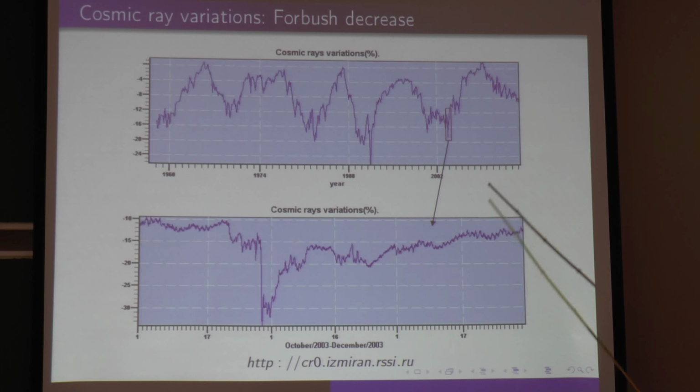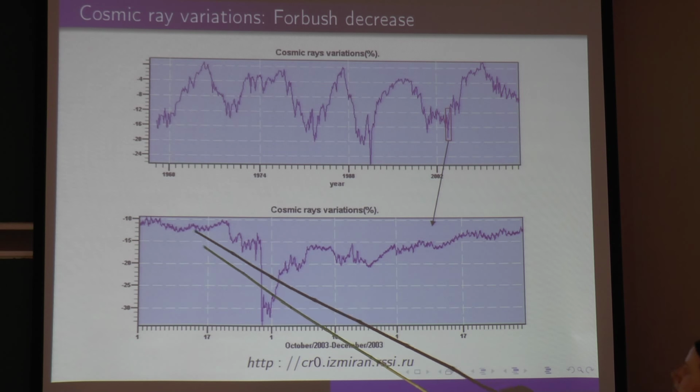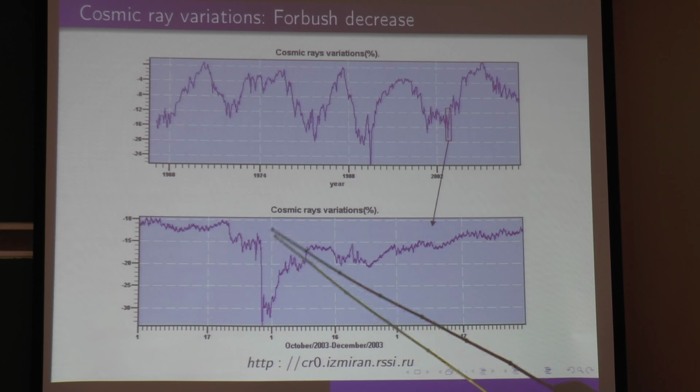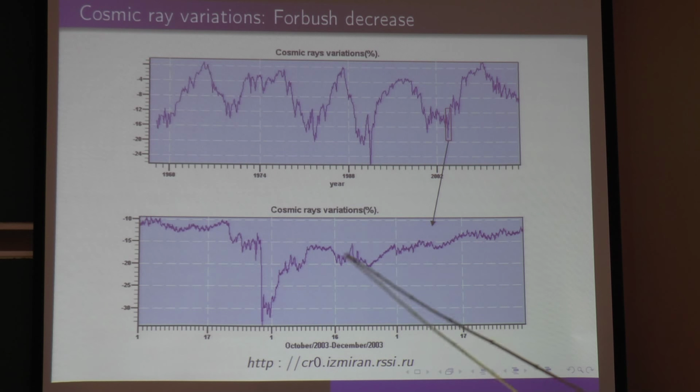If we look carefully on a shorter time scale, we can see some kind of decrease of cosmic ray intensity. We call it Forbush decrease. This phenomenon is caused by disturbances in the interplanetary space caused by, for example, shocks and coronal mass ejecta coming from the Sun.